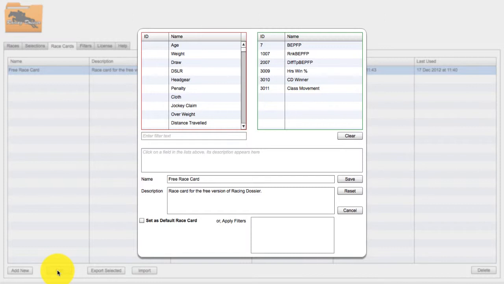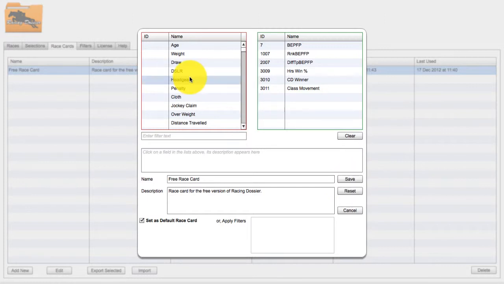Now you don't need to edit anything, all you want to do is to check the box here saying set as default race card, so there's a tick in it like that. That means that this will be your default race card, and whenever you open a race, this is the race card that is going to open by default. Okay, and then you just press the save button.